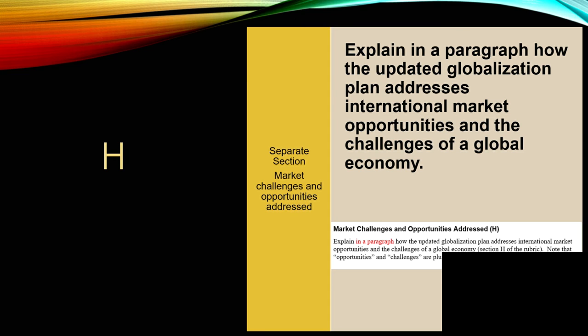Now, this next section actually is a separate section from those target areas. These are going to be paragraphs. I do not recommend that you do H and I in bullet points. People try to do that and it doesn't work. Put it in a discussion paragraph format. H is market challenges and opportunities addressed. So you will explain in a paragraph how the updated globalization plan addresses international market opportunities and the challenges of a global economy.